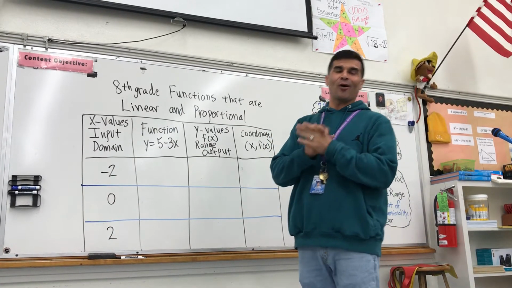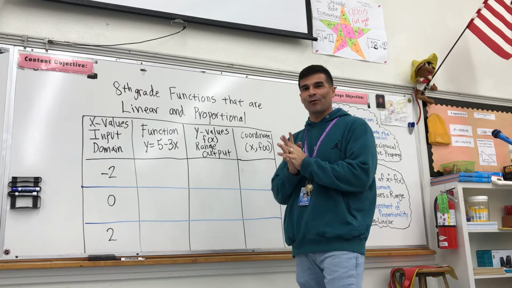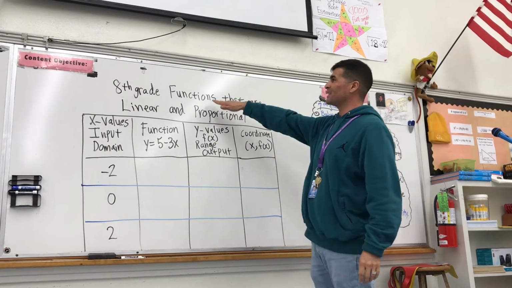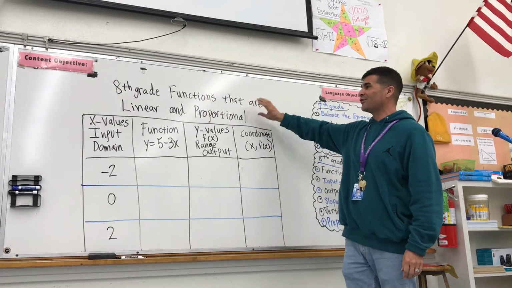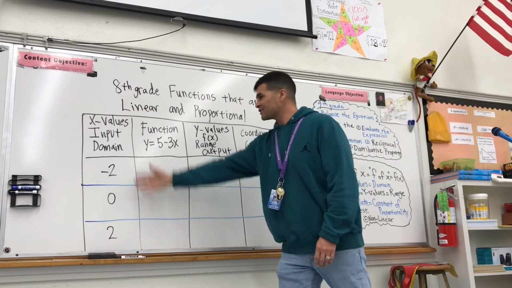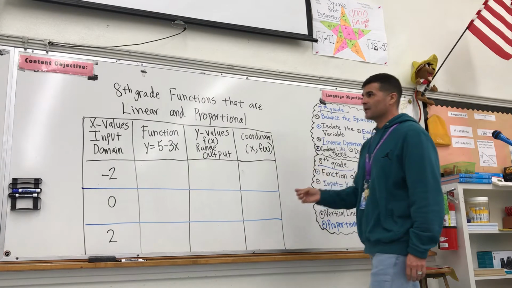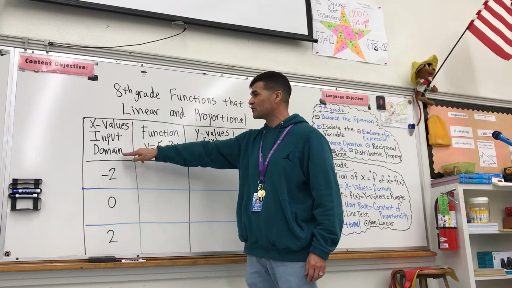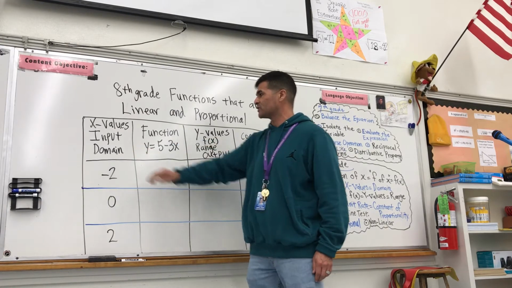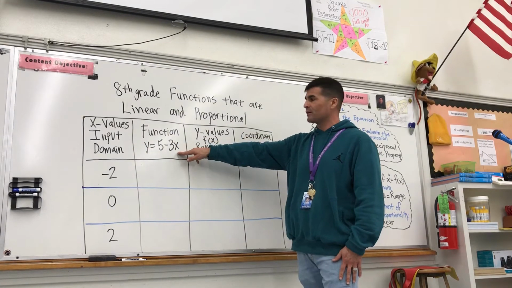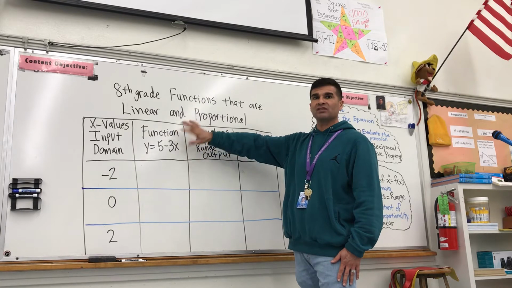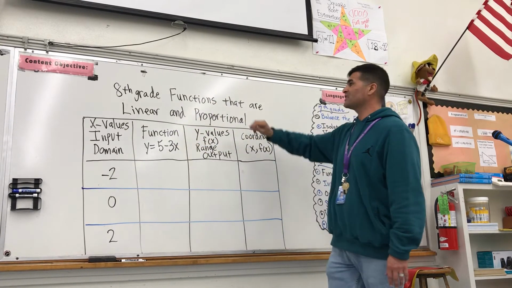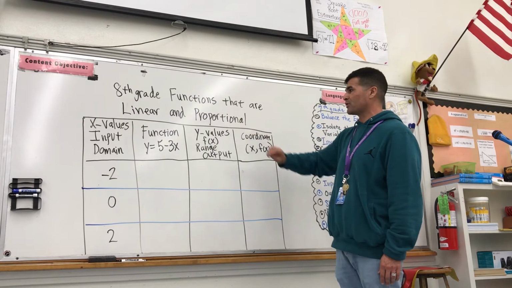I know that you guys are all culminating this semester and you're really looking forward to hitting the ground running here. So we've been studying 8th grade functions that are linear and proportional. You guys are used to seeing these tables like this. We put our x values, which are also called input values, or domain values. We usually have to take a function and find out whether that function is linear, and if that function is linear, we have to tell whether it's proportional or non-proportional.